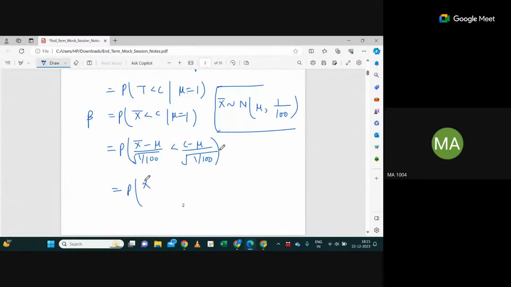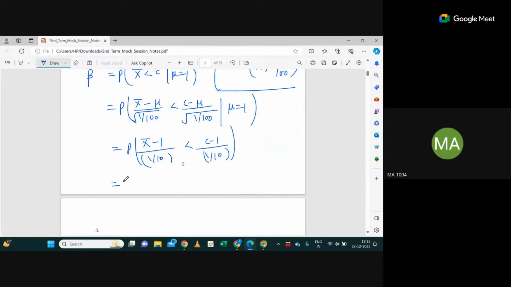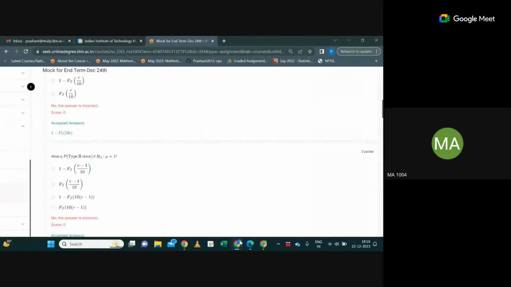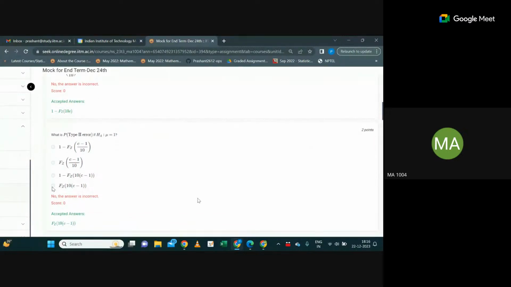Now I have to put the value of mu here. So this will be Z less than 10 times C minus 1. This is already in the form of a CDF, so I will say Fz of 10 times C minus 1. This is your answer. Is this clear? Okay, so this is the correct answer.